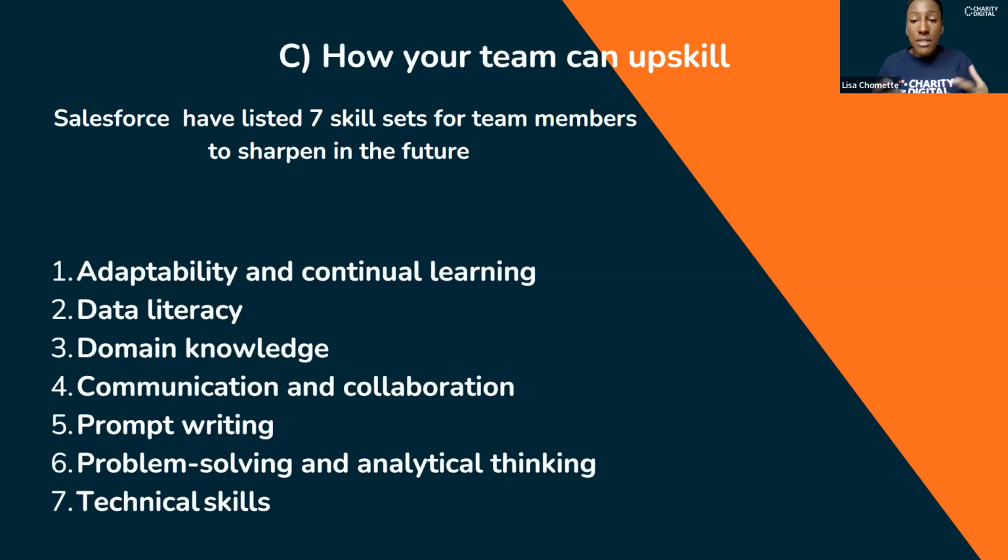Domain knowledge is understanding the challenges and pain points of your sector where AI will be applied. Communication and collaboration, ensuring that leaders and team leaders and other senior leaders have the right communication skills to be championing AI internally. Prompt writing is going to be a very, very important and interesting one over the next couple of years, learning how to write the right prompts to ensure quality AI outputs. We definitely have a session that we had with our friends from Charity Excellence Framework on how to become a ChatGPT ninja. I highly recommend that one.